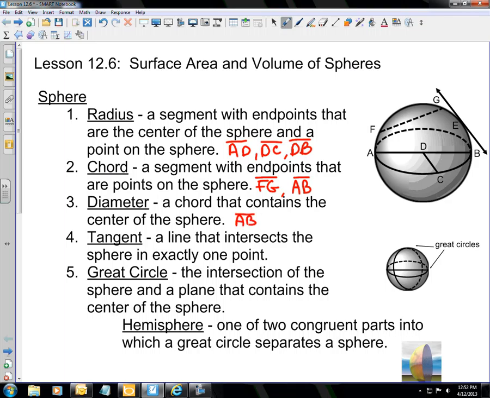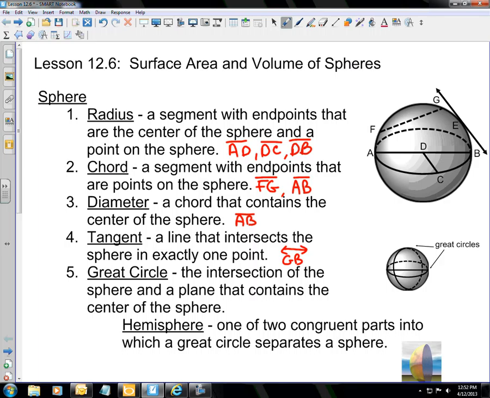Okay. A tangent line. A tangent line is the same as it is when you're talking about a circle. It's a line that intersects a sphere in exactly one point. So what would my tangent line be? Okay, it'd be line GB. Could I call that GE?